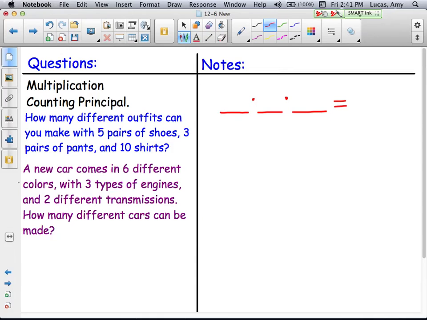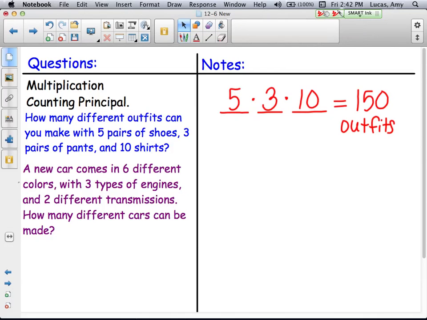So like with the factorial, where I was saying you have 6 people to choose from for the first seat, then 5 for the second seat in the row, and then 4 for the third seat. Here, we have 5 pair of shoes to choose from, we have 3 pair of pants to choose from, and 10 shirts to choose from. So we multiply those together, and there are 150 different ways that you could wear a pair of shoes, pair of pants, and a shirt. So outfits, 150 different outfits.